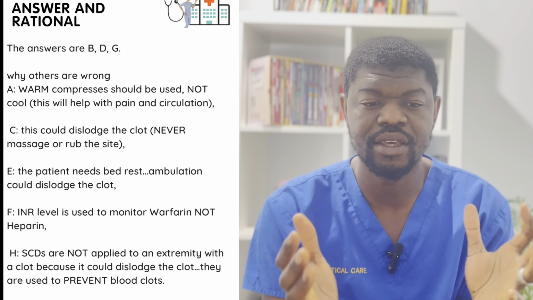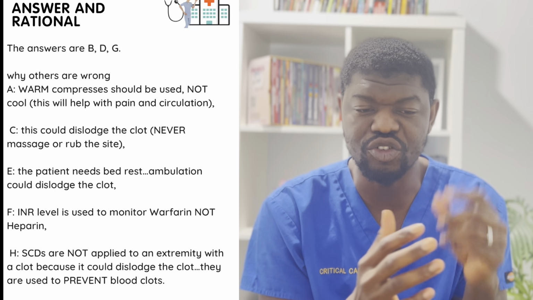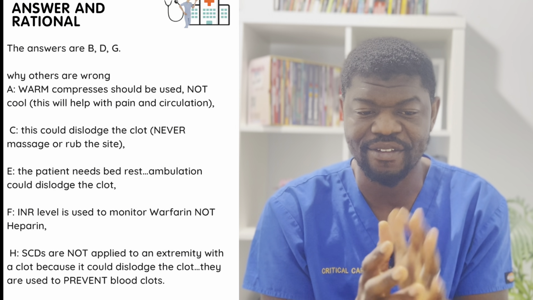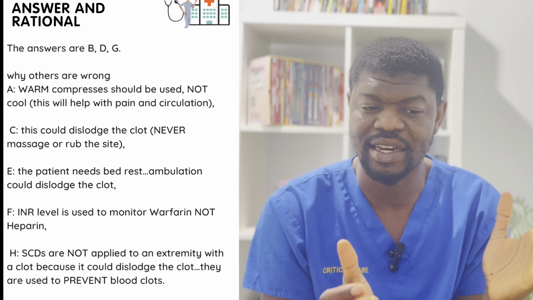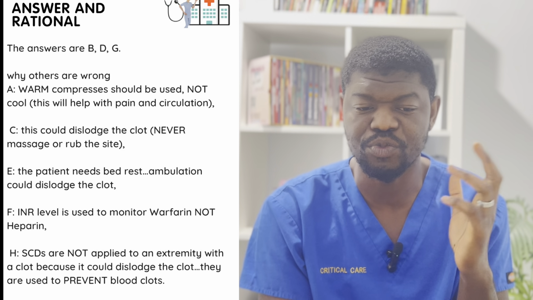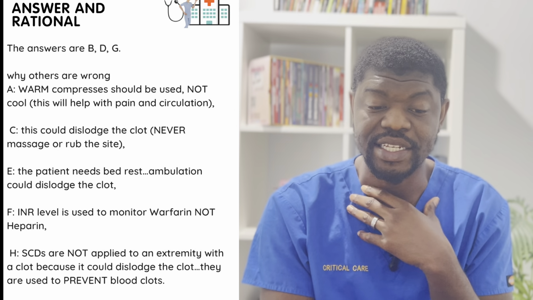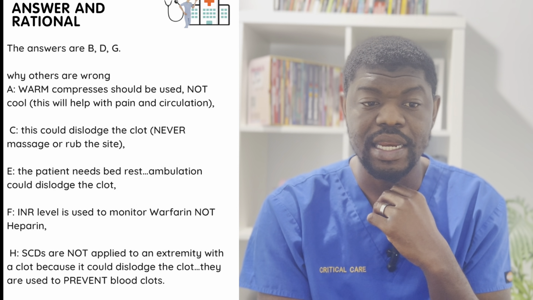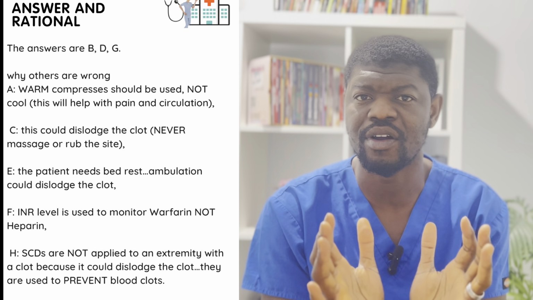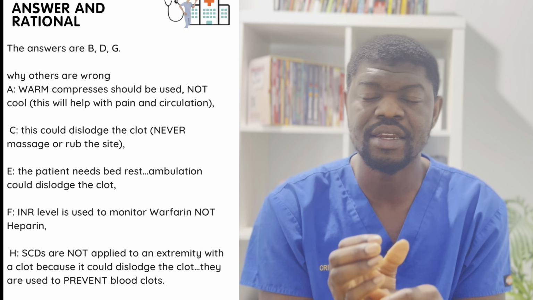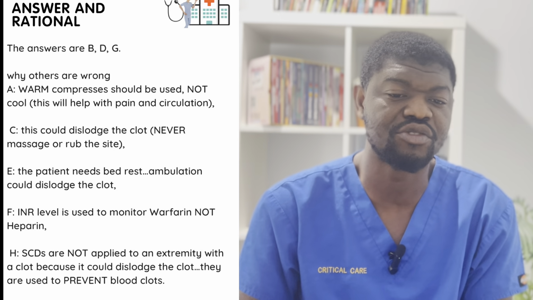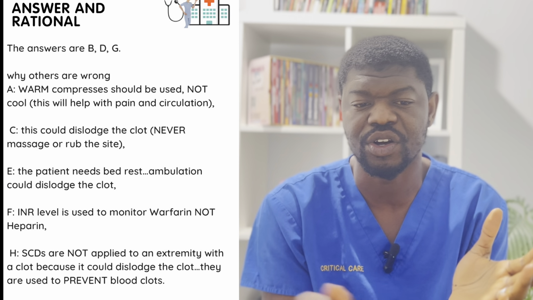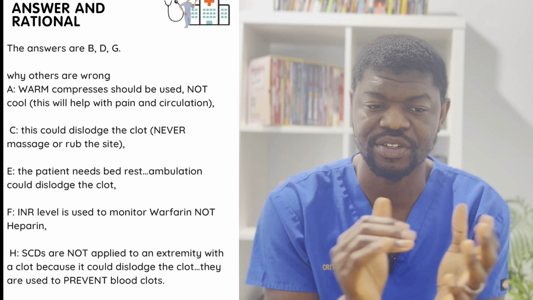You have B, which is measuring the leg circumference, and D, elevating the affected extremity above the heart level, and G, to monitor your APTT levels. Now, why are the other ones wrong? Now, in a DVT, what you want is to rather put a warm compress because this is what is going to help with pain and circulation.